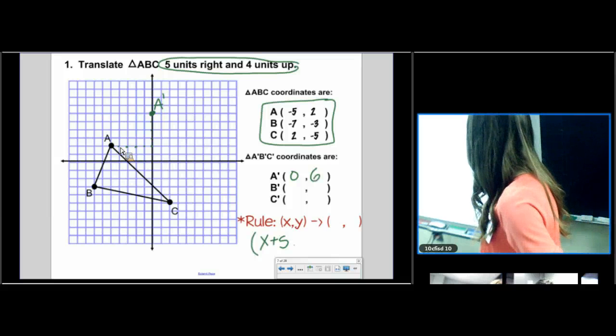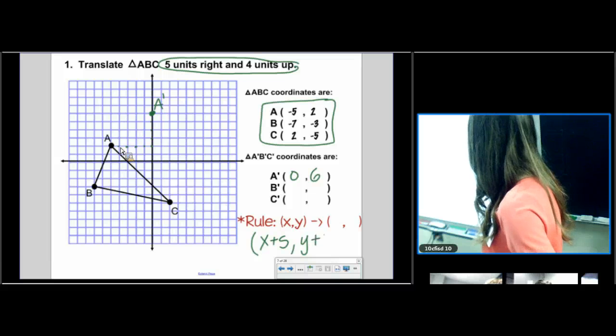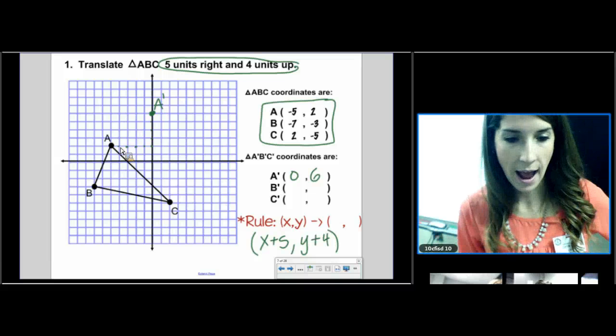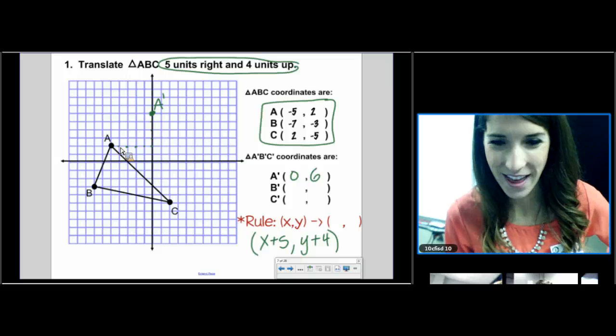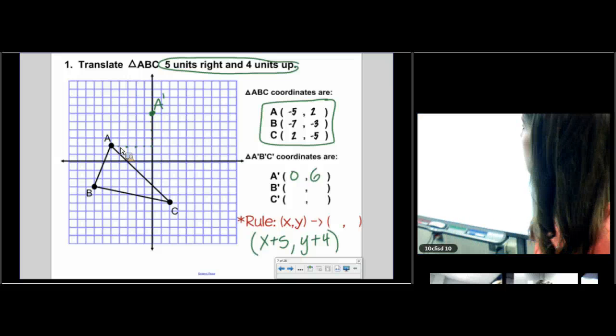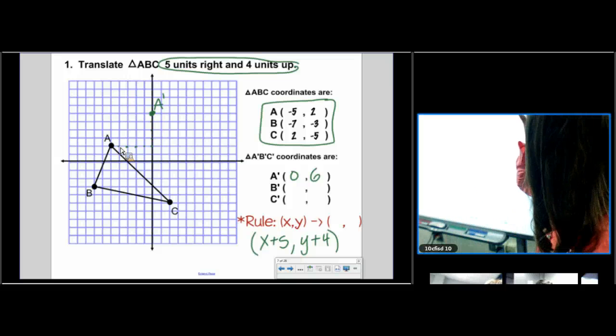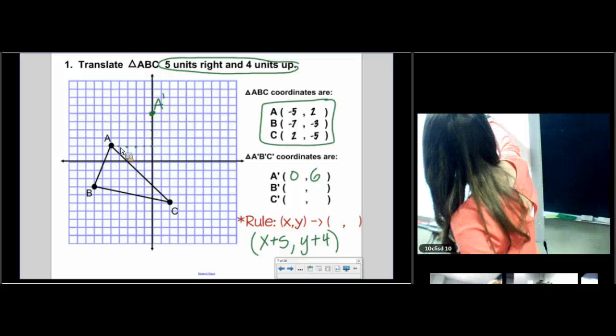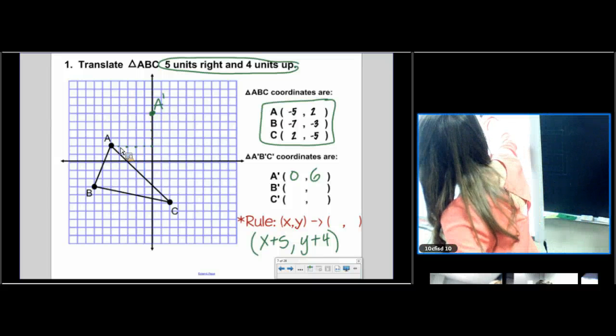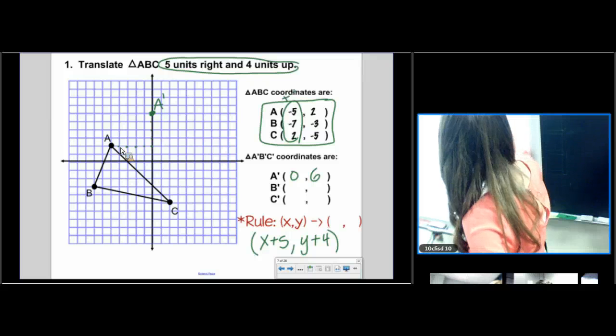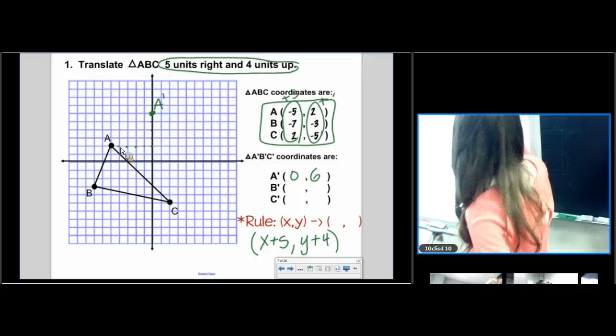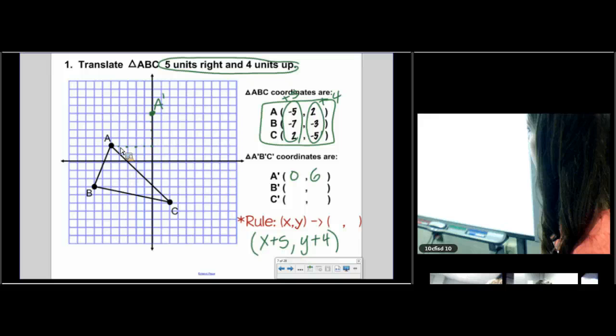So 4 units up means take the y coordinates and add 4. Okay, so like I said, we can work with a picture or we can work with the coordinates. So we would take this whole column and add 5, and we would take this whole column and add 4 to get our new values.